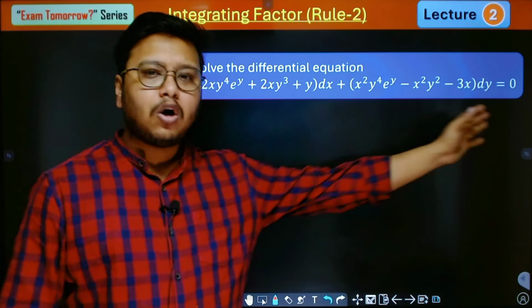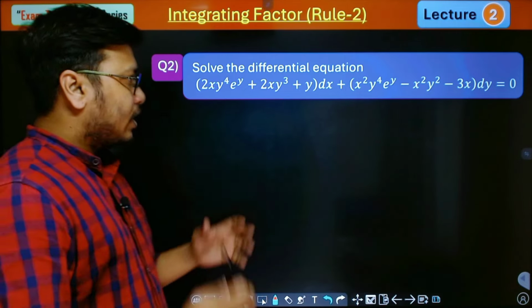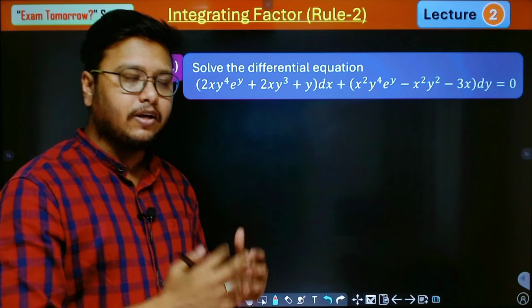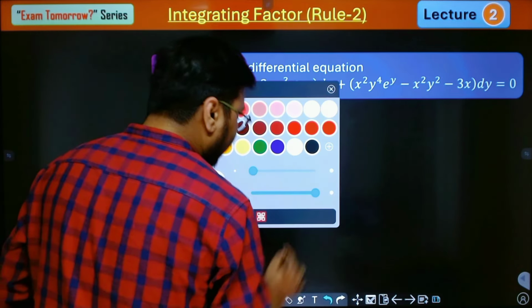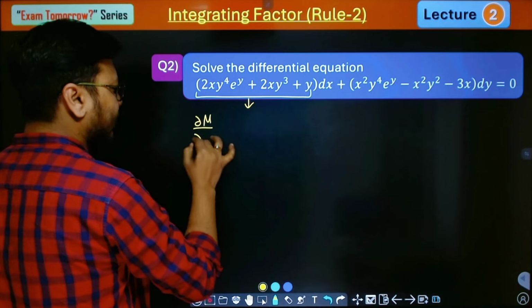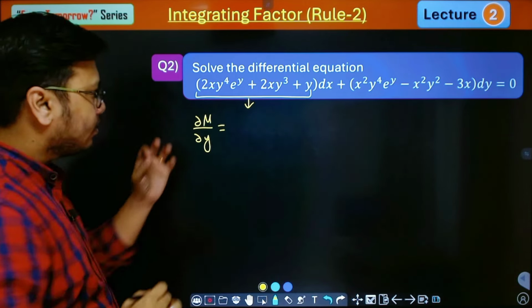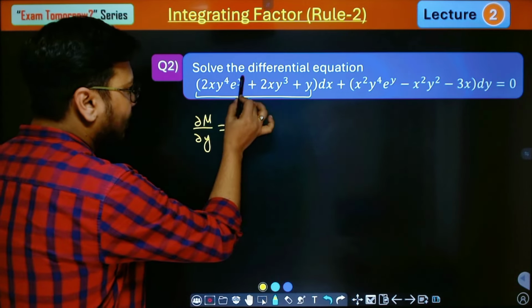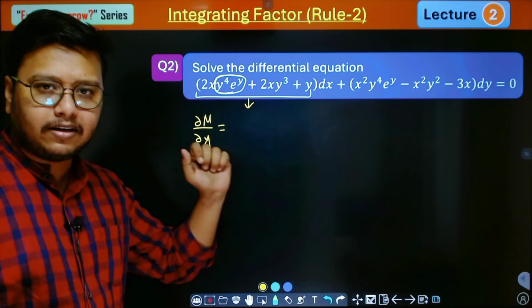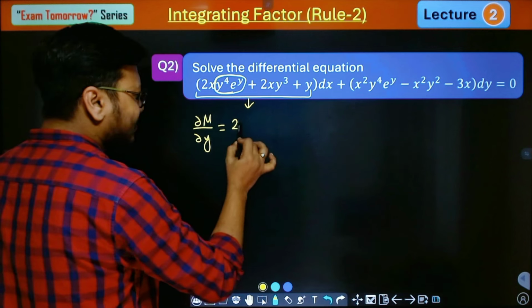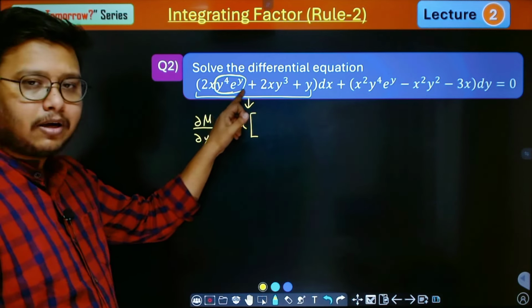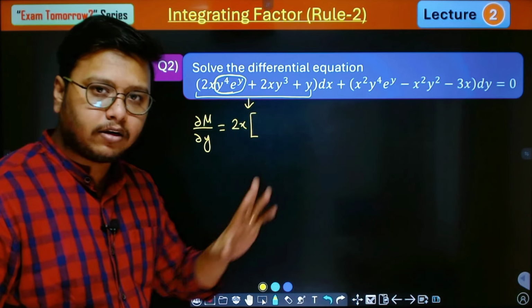So this is a pretty long question, okay? So again, you can pause the video here, try it yourself, then match the answer with me, okay? So let's start by partially differentiating m with respect to y. Now we have to be careful. You have to do a product rule for derivative over here, okay, because there are two y terms involved. So 2x is a constant, no issue with that, but for the derivative of y to the power 4 e to the power y, we have to use the u into v method for derivative.